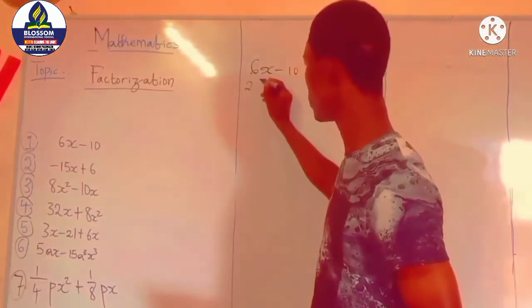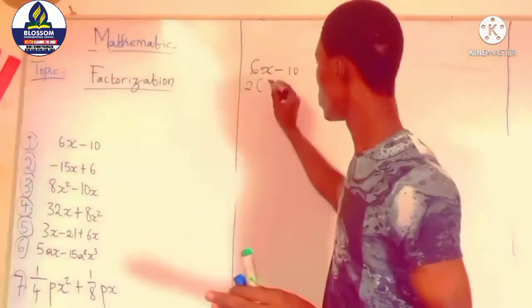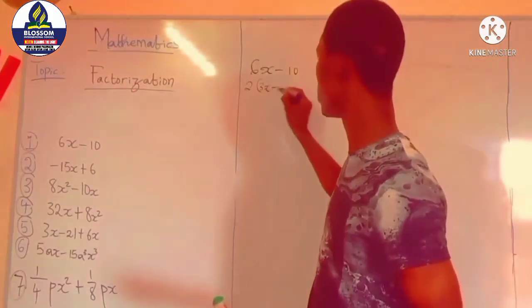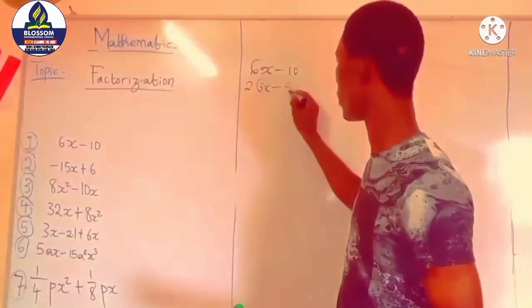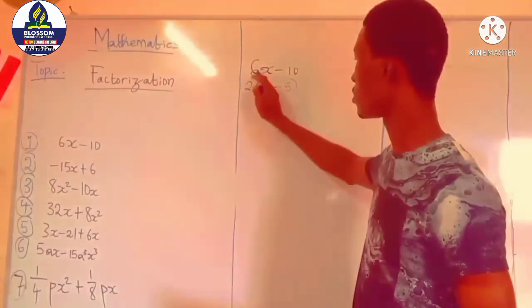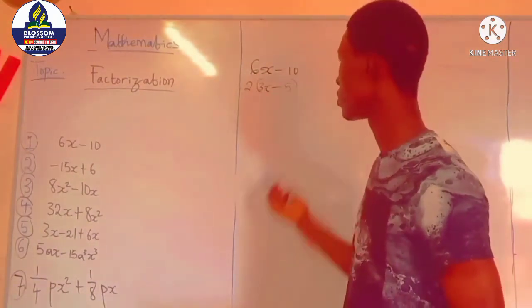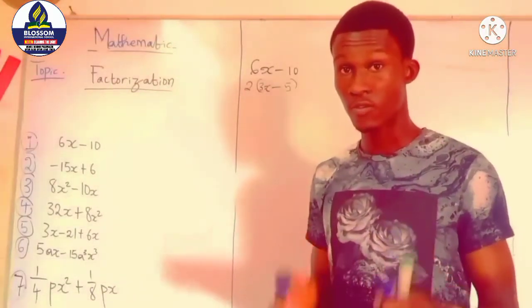We write 2 outside. Now, 2 times what will give us 6x? We know it is 3x. 2 times what will give us 10? We know it is 5, right? So 5. So this is how it's going on. 2 times 3x will give us 6x. 2 times 5 will give us 10. So that's how we factorize a given value.